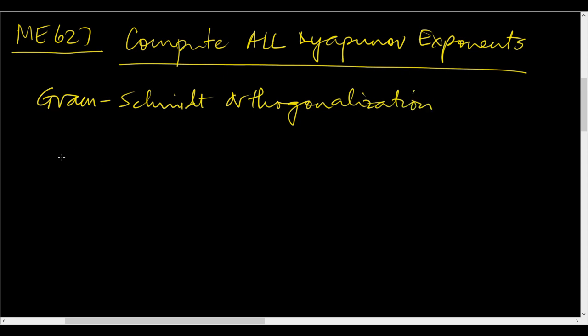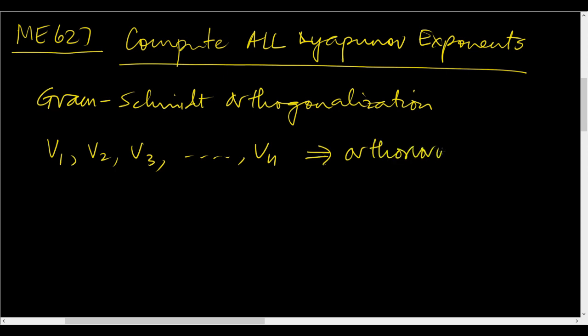So let us say you are given a set of vectors v1, v2, v3 up to vn. You want to get a set of orthonormal vectors u1, u2 up to un. The way to do it is you say u1 is equal to v1 by the norm of v1. So that's the first one.